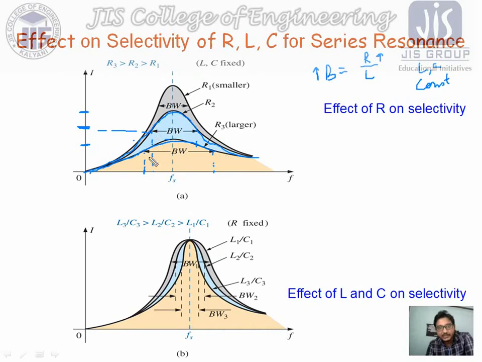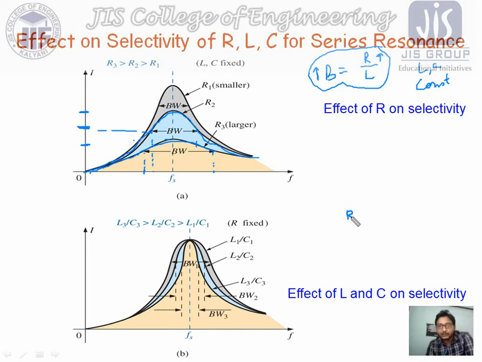And for each and every graph, it clearly shows that if we increase the value of the resistance, where R3 is greater than R2 and R2 is greater than R1, then our bandwidth increases. And the equation also clearly says that if we increase the value of the resistance, our bandwidth will also increase.